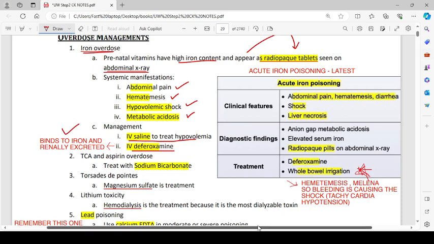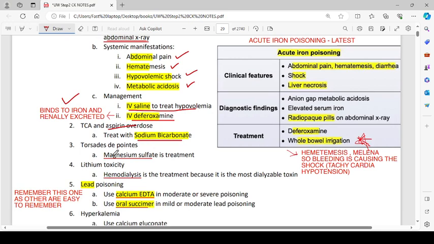TCA and aspirin overdose. Tricyclic antidepressants? I think so. TCA and aspirin overdose: in those situations we have to give sodium bicarbonate. Torsades de pointes, we give magnesium sulfate as the treatment. Lithium toxicity: hemodialysis is the treatment because lithium is the most dialyzable toxin.